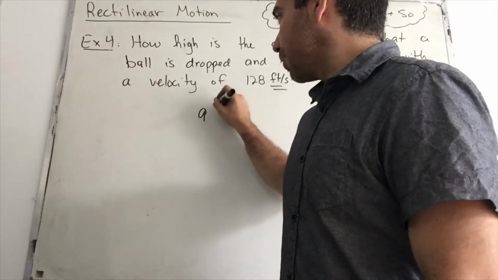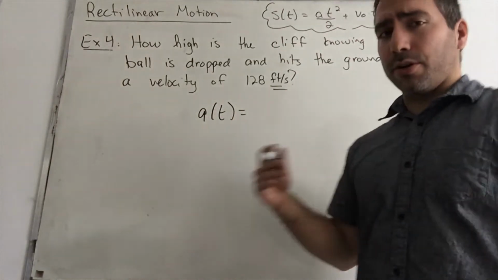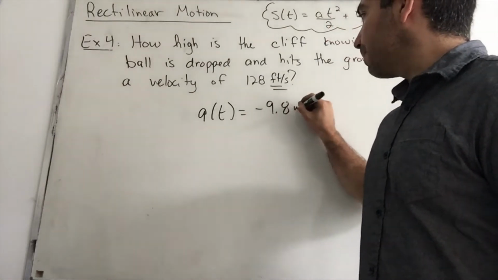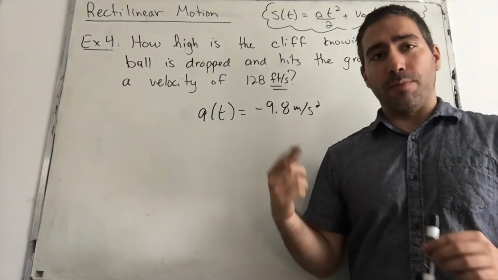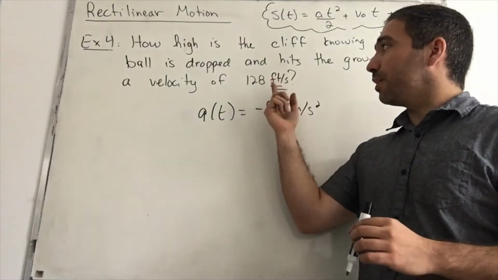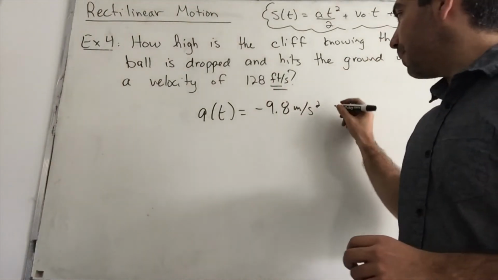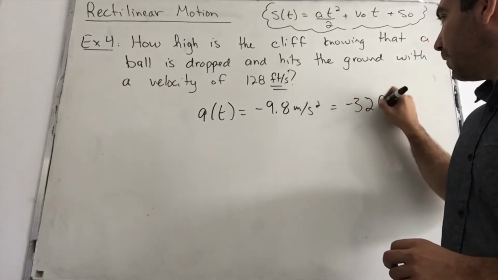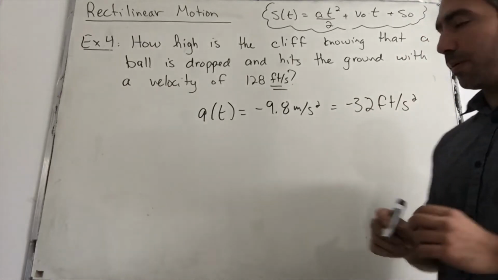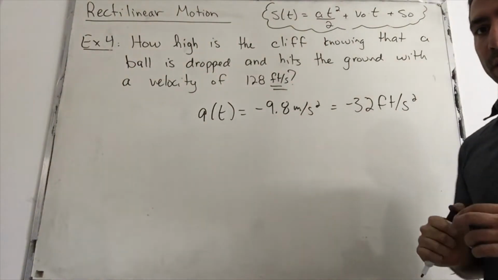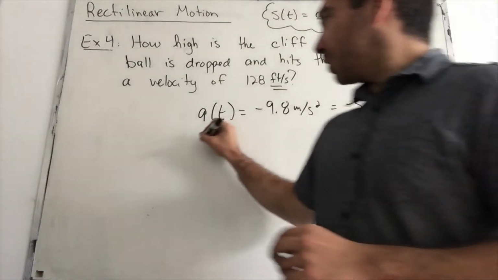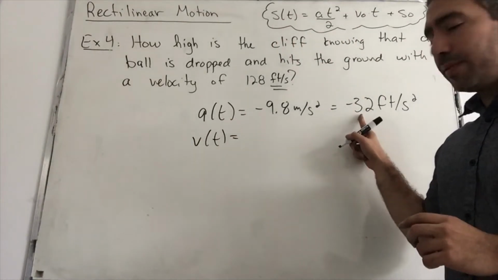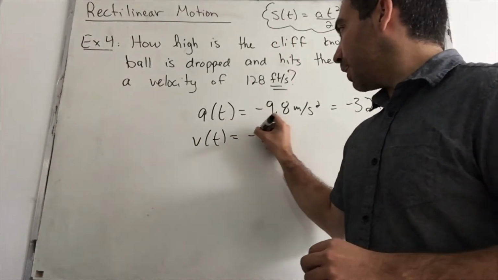We begin with the acceleration. Since this is happening on Earth, we assume the acceleration to be negative 9.8 meters per second squared. But again, be careful with the units. It's not meters, we're working with feet. So negative 9.8 meters per second squared is about negative 32 feet per second squared. Now we have the acceleration. Let's find our velocity function by anti-deriving with respect to t. The antiderivative of negative 32 is just negative 32.